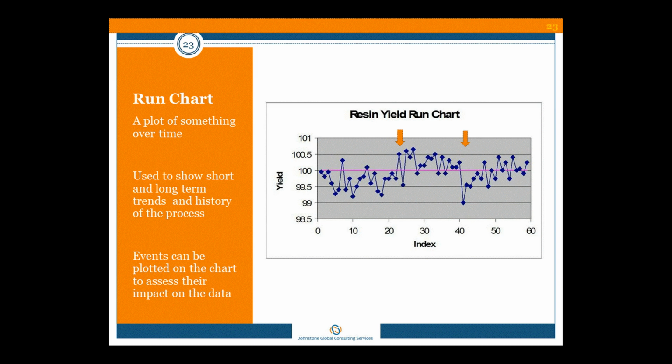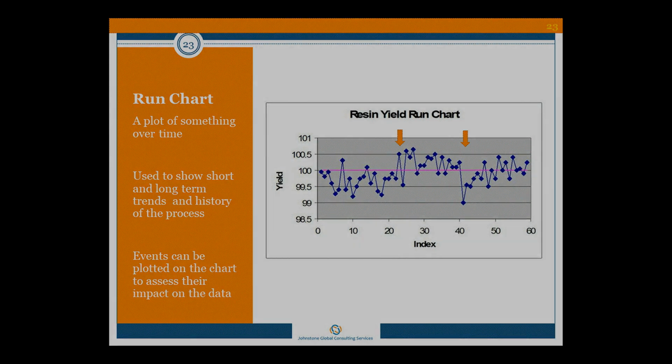The arrow indicates a change in the process, so I'm going to ask you now which process gave us the best yield. In this case, yield means pounds of resin per run. Up to the first arrow, between the first and the second arrows, or after the second arrow? Our goal was to get at least 100 pounds of resin out of every run. It looks like between the first and second arrows probably gave us the best yield.